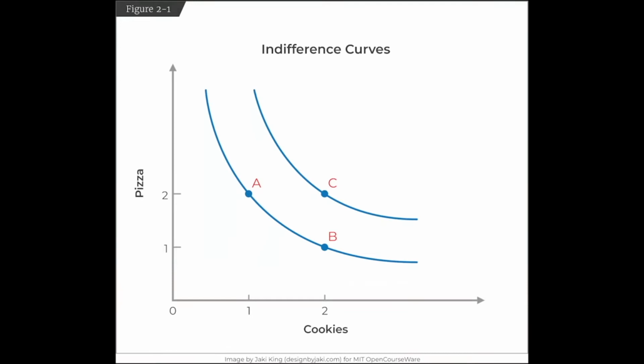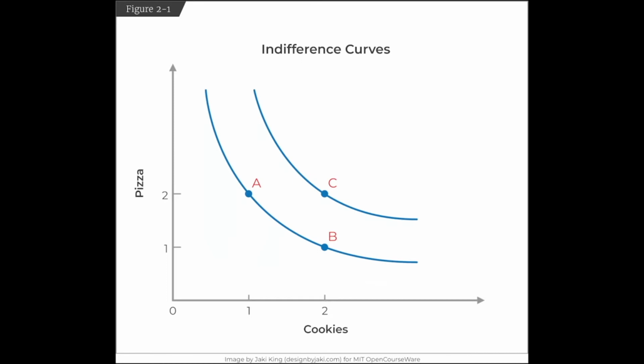So we've graphed on the x-axis your number of cookies, on the y-axis slices of pizza. Now, we've graphed the three choices I laid out here. Choice A, which is 2 slices of pizza and 1 cookie. Choice B, which is 2 cookies and 1 slice of pizza. And choice C, which is 2 of both. And I've drawn on this graph your indifference curves.